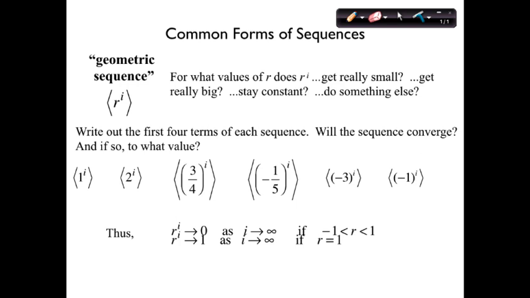So then there's the trivial case that it goes to 1 if r equals 1. But we don't really care about that. We talked about it. We did that example. We're done with it. Okay? So it's just a trivial case.